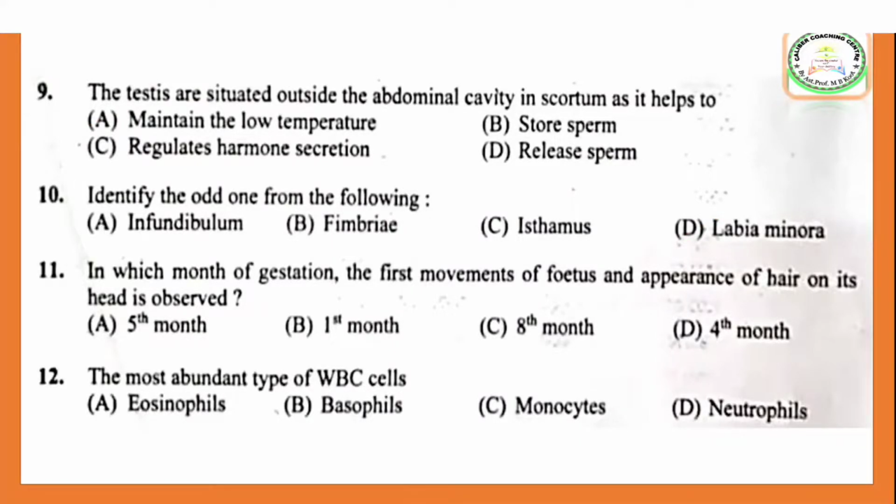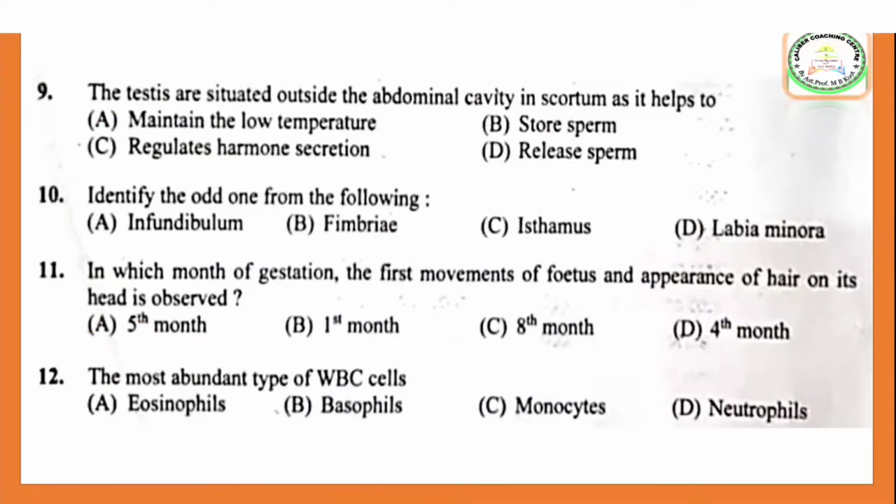Question number 11. In which month of gestation the first movement of fetus and appearance of hair on its head is observed? 5th month, 1st month, 8th month, 4th month. And the answer for this question is option A, 5th month.